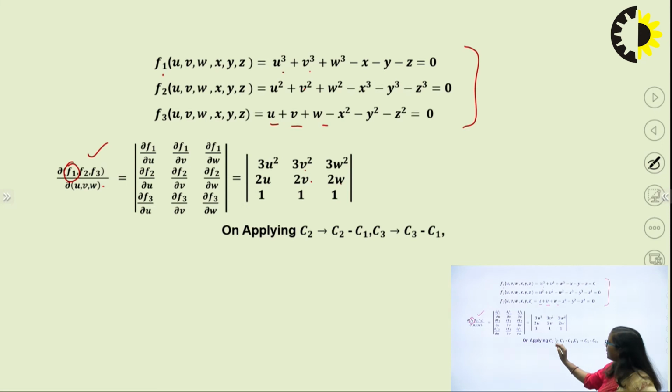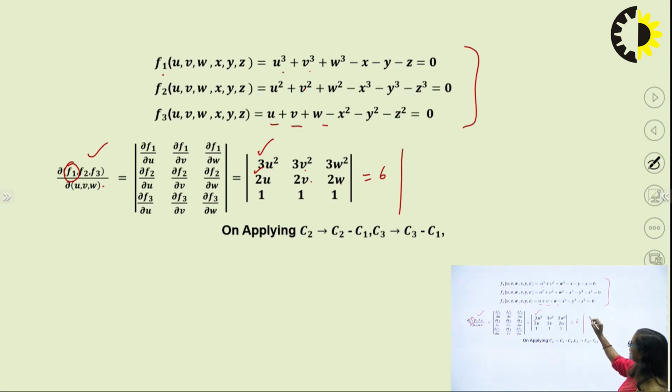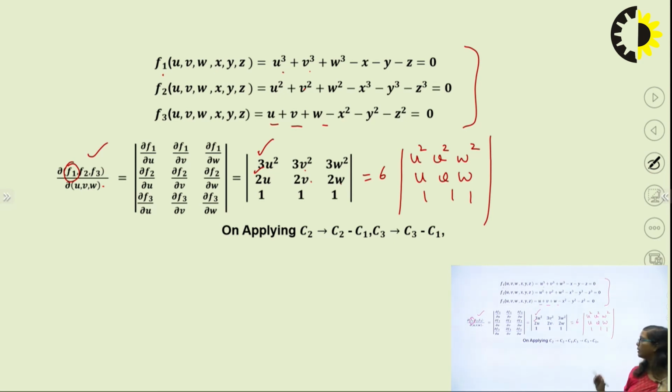Before applying this transformation, what do we take common? From the first row, I can take 3 common outside. From the second row, I take 2 common outside. So 3 twos are 6 outside common, and inside I am getting u square, v square, w square, u, v, w, and 1, 1, 1. Now I apply these transformations. So look at what we get.